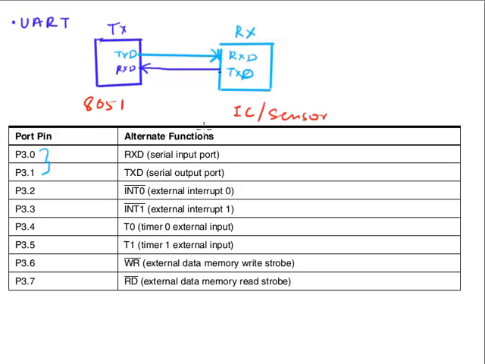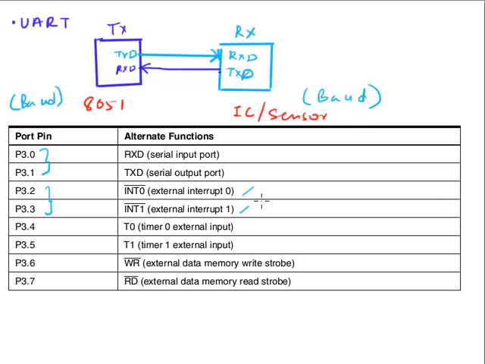And there's no common clock for the UART. Both the devices set something called the baud rate, or bit rate, on either side. This we'll see when we discuss serial communication or the UART communication in detail. Next we have port 3.2 and 3.3. So these are external interrupts.